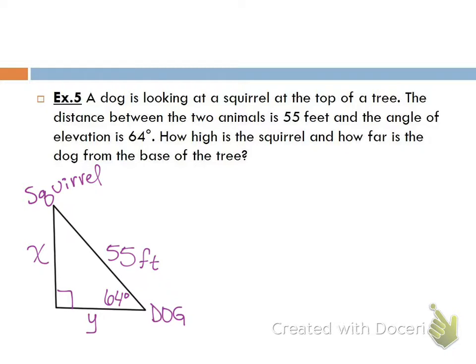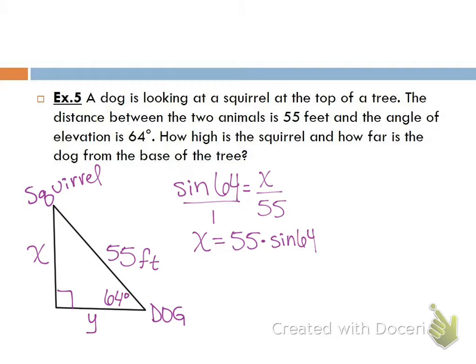So let's just do one at a time. We'll start with the X. We already said that side is opposite, and the side that we know is the hypotenuse. So if we're talking about opposite and hypotenuse, which trig function do we want? Sine. So the sine of, what should go right next to sine? The angle, 64 degrees, is equal to X over 55. Opposite over hypotenuse. Put it over 1, we cross multiply, x is equal to 55 times the sine of 64.